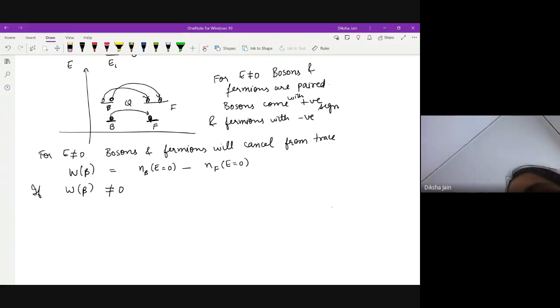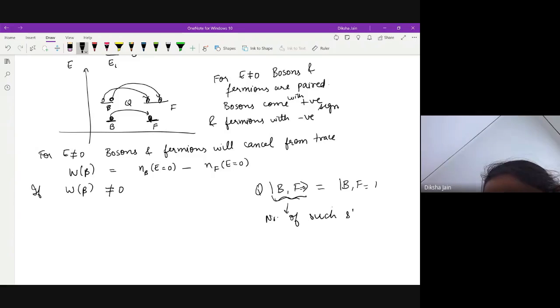This NB and the NB I have written here are different. Sorry, I'm using the same notation. Let me call B boson and F fermion, and here F is 0. So here this is B, F equals 1. This is Q. The number of such states I'm calling NB, and the total number of such states I'm calling NF.